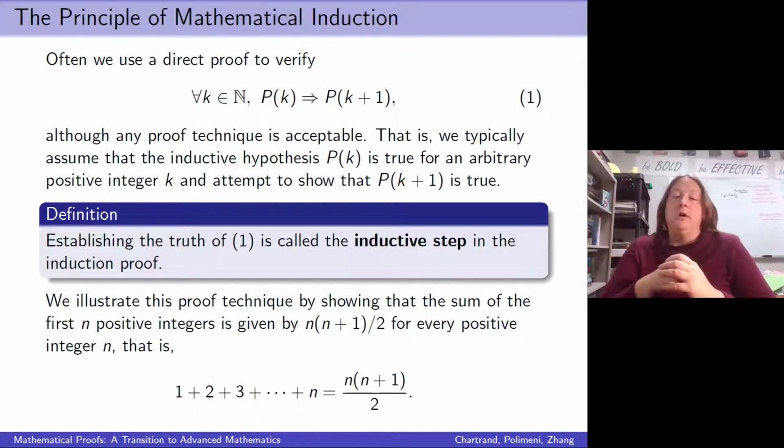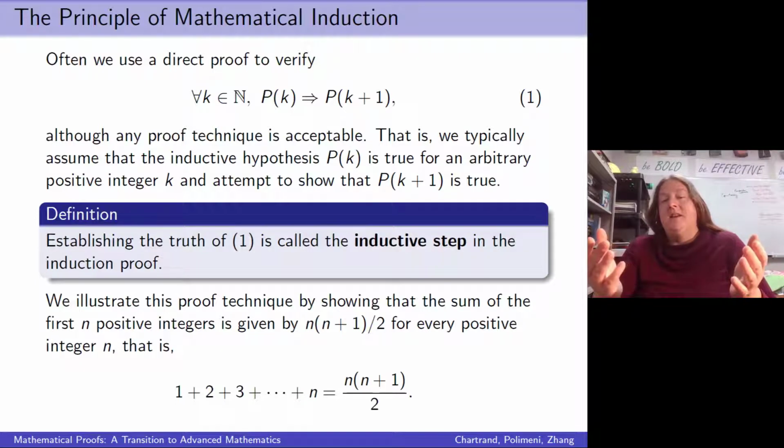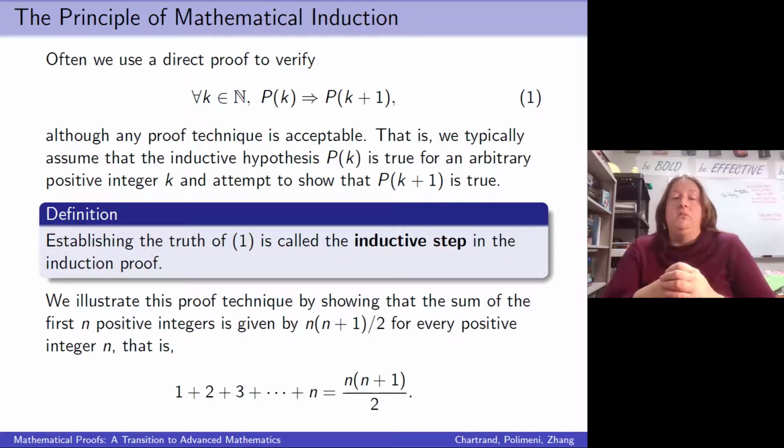So it's very common that we use a direct proof to show the implication P of k implies P of k plus 1, but it doesn't have to be a direct proof. You can use any proof technique that we've used so far. So we have lots of options available to us. The step of showing that the implication P of k implies P of k plus 1 is true is called the inductive step in a proof by induction. So we have a basis step, we have an inductive hypothesis that we will then use to show an implication, and when we're using that to show the implication, we are completing the inductive step.